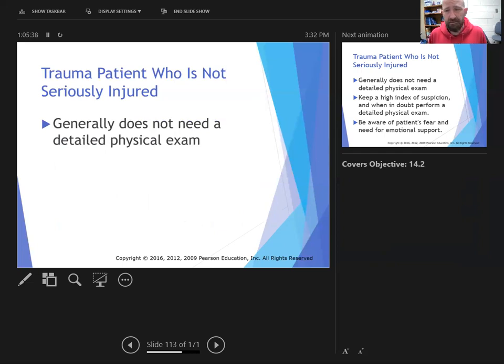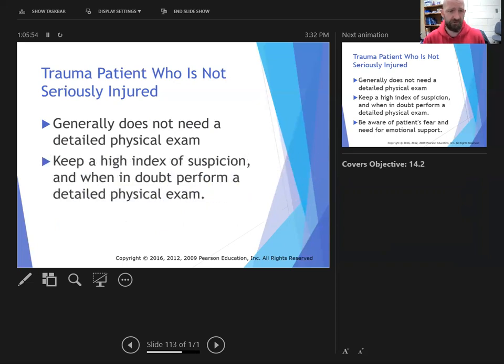All right, let's talk about the trauma patient who's not significantly injured. For the detailed exam, they generally don't need a detailed exam head to toe for the non-significant injury. We can just do the focused exam where that injury has occurred.